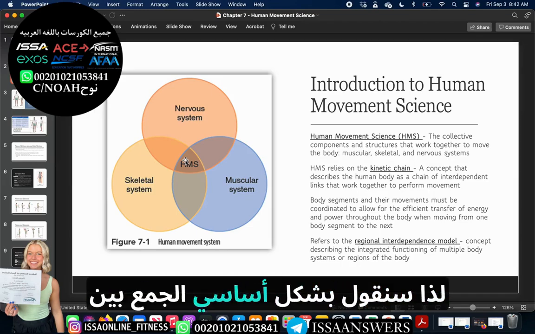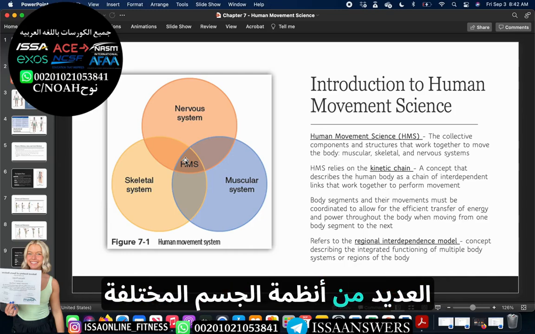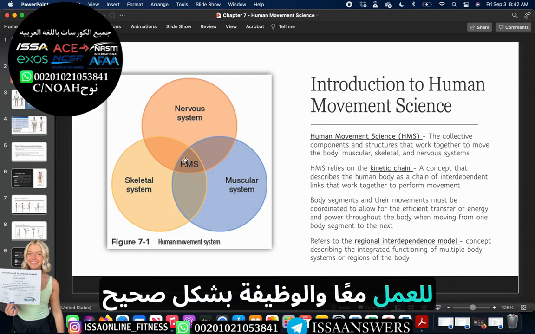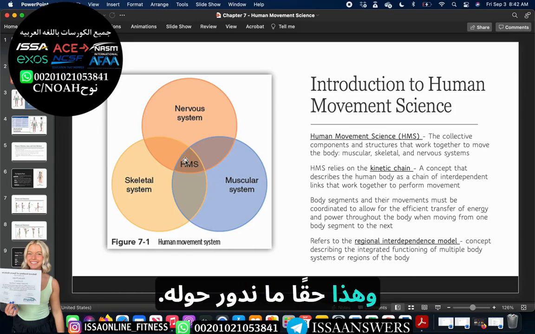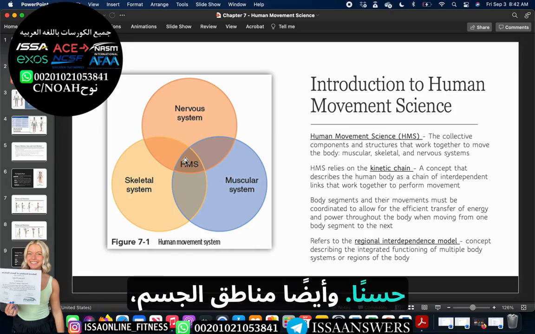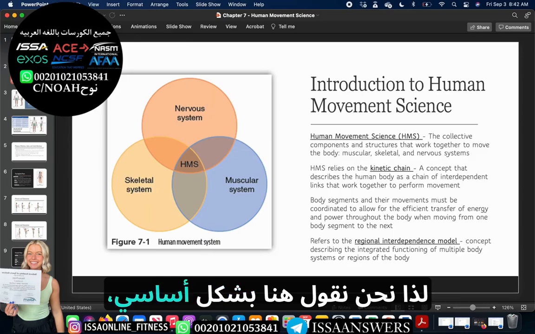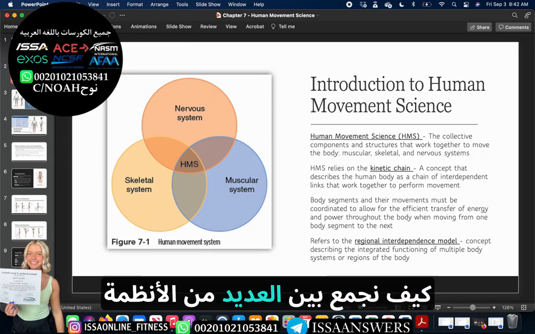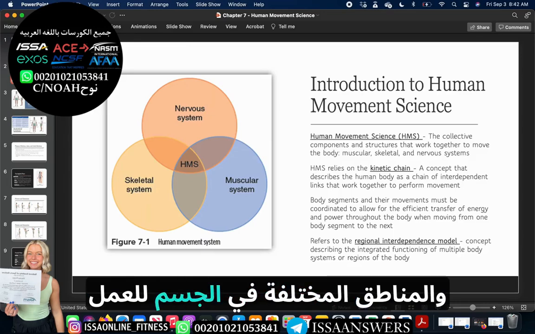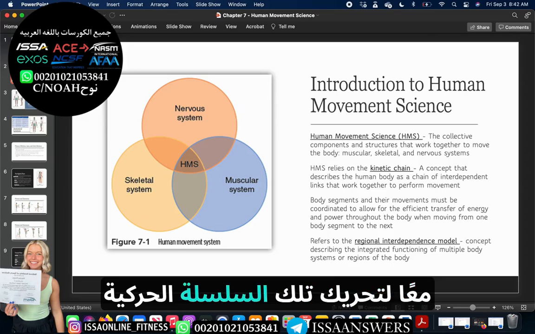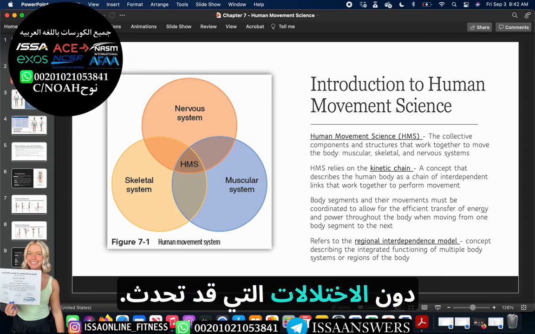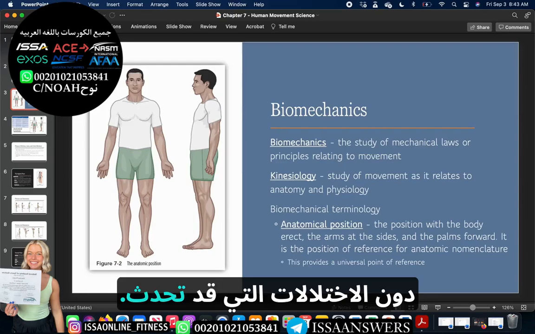So we're basically saying the combination of many different body systems working together and functioning correctly, and that's really what we're revolving around. It's regions of the body as well, not just body systems. It's how we put together a lot of different systems and regions of the body to work together to move that kinetic chain without the imbalances that may occur.